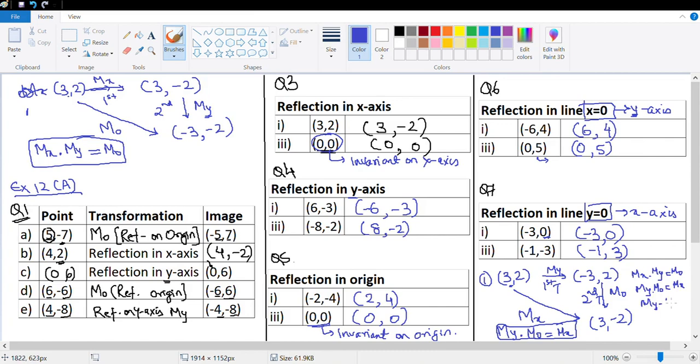My dot Mx will give me Mo, or Mo dot Mx will give me My, which means whichever two you do, the third one will be the answer, a single transformation. We'll do some more questions, it'll become even clearer. So let's look at the next question.